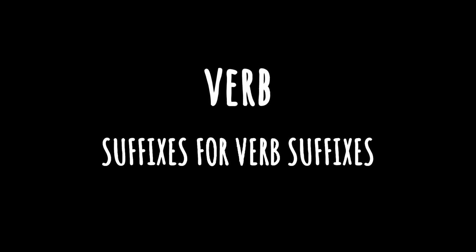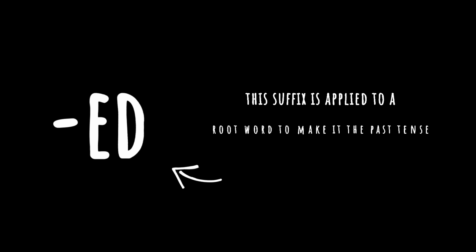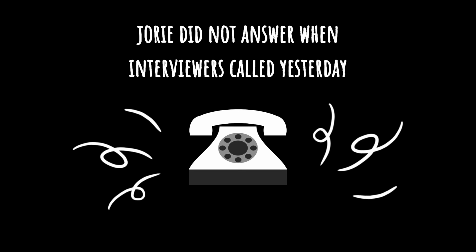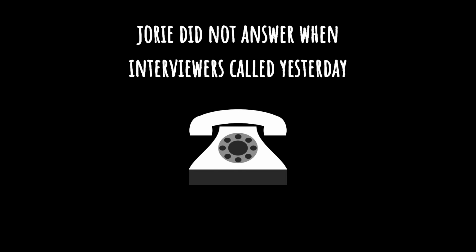The second type is verb suffixes. The verb suffix "ed." This suffix is applied to a root word to make it the past tense form of a verb. Examples include blocked, called, and missed. Block plus ed, call plus ed, miss plus ed. Example sentence: Jory did not answer when interviewers called yesterday.